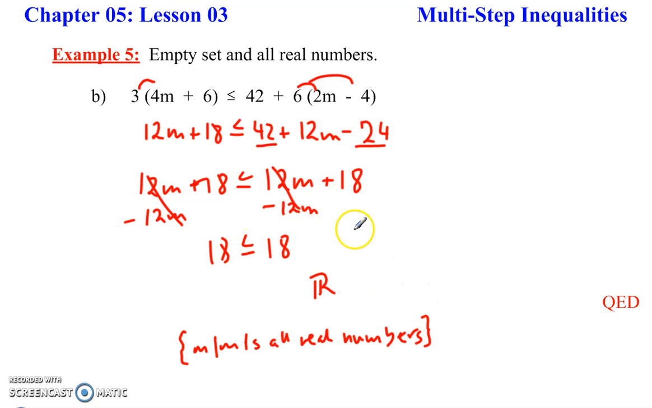Okay, now if you get something like 5 is less than 10, well, that's also true. So you have a true statement that's always true. 5 is less than 10. So here we had 18 is equal to 18. Now if you had 18 on one side and it just said less than 18, this is not true. 18 is not less than 18. That's not true. 5 is less than 10, so that is a true statement. No variable here, so all real numbers.